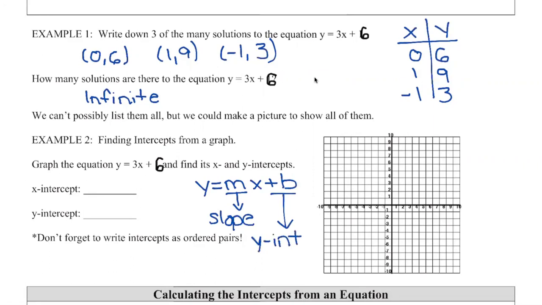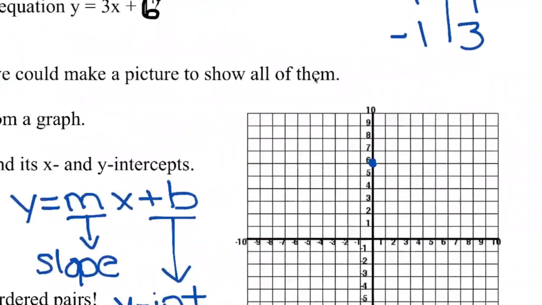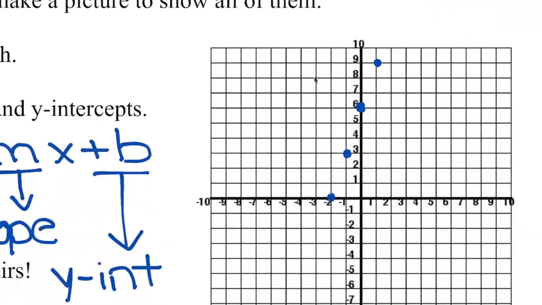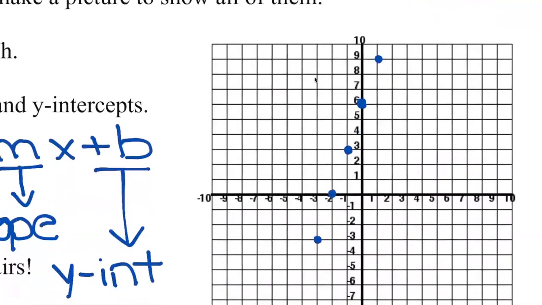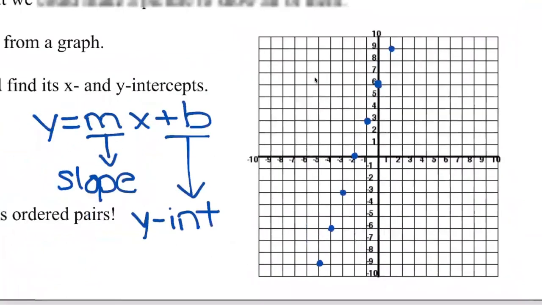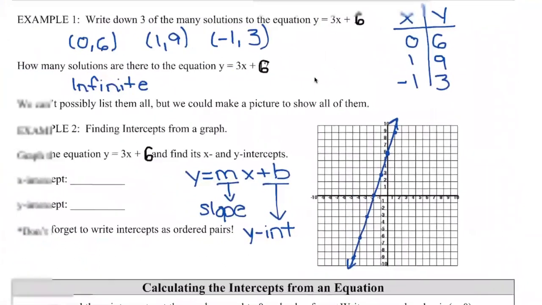So 6 is the y-intercept. So I would start at positive 6. The slope is 3. A positive slope means up and right. When I can't go up and right anymore, I can go down and left. So a positive slope up and right and down and left. So I'm going to stretch it out and make a line. And notice that the points that I have in the table, 0, 6, 1, 9, and -1, 3 are all actually on the graph as they should be.